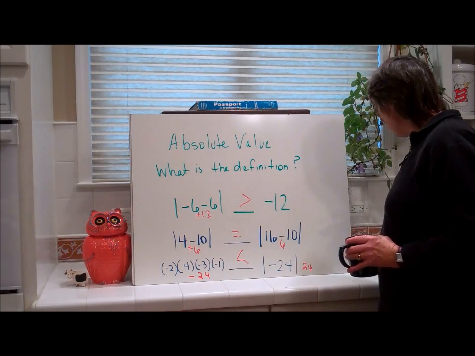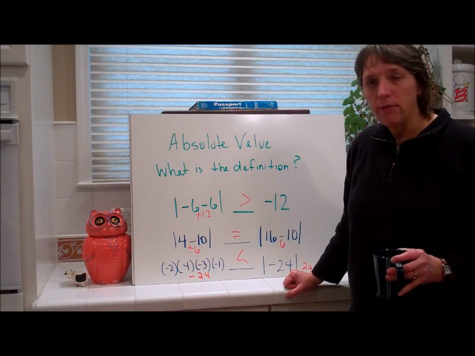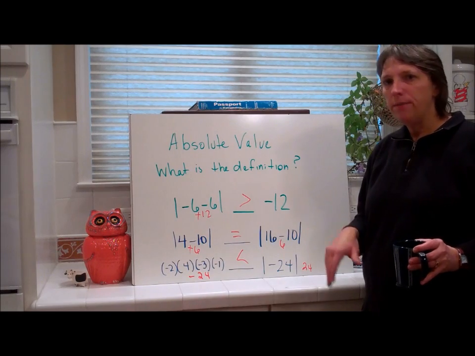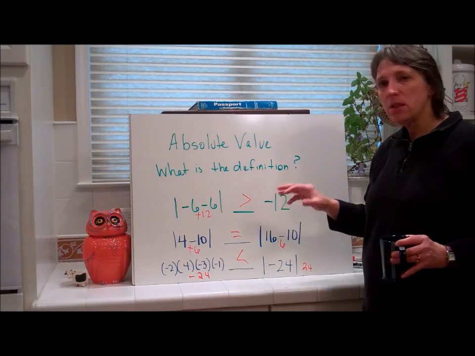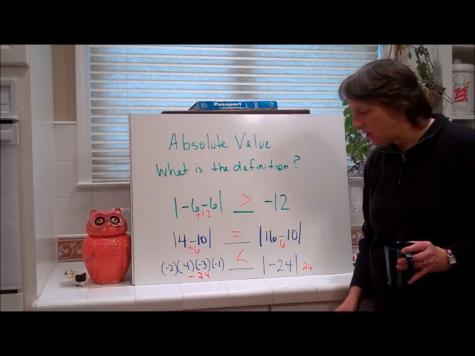What do you get for the definition? A number's distance from 0 is what you should have. Anything else? No. It's a number's distance from 0, and you could say it's always positive. Actually, you should say that.